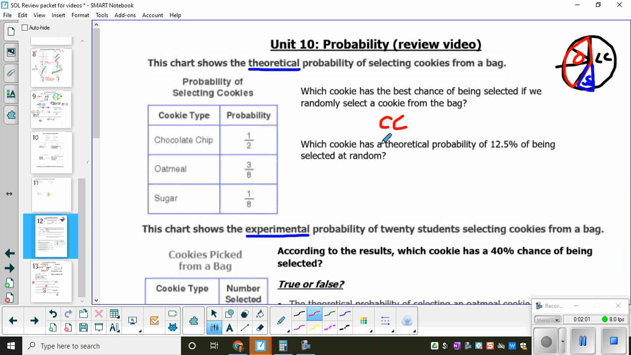And then which cookie has a theoretical probability of 12.5% of being selected at random? Well, let's see how good you guys are with converting. You might remember that 1/2 is 50%, and with the 8s, 3/8 would be 37.5%. And 1/8 would convert to 12.5%. You just do 1 divided by 8, and that's 12.5. So really, this question is kind of a Unit 1 question, checking to see if you can convert a fraction to a percent. For this one, we get sugar cookie.